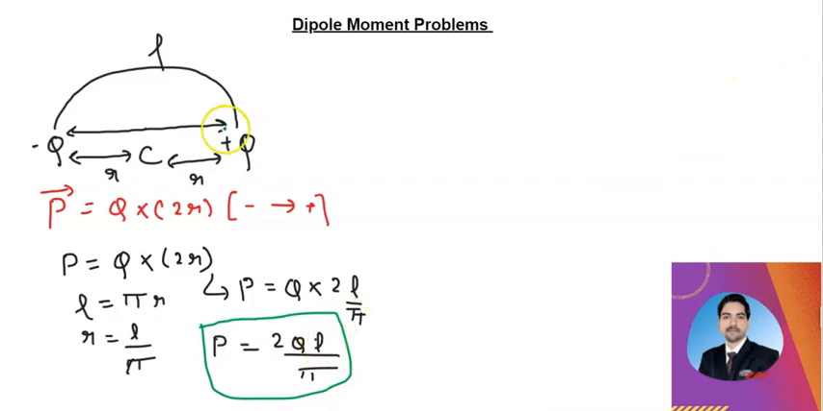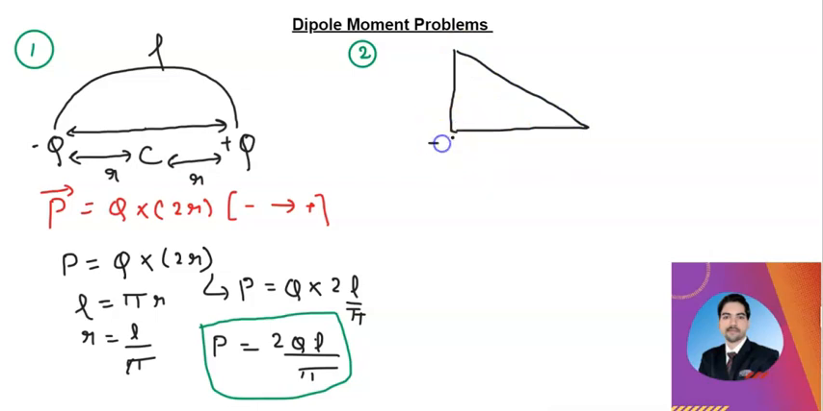Have a look. So this is the problem. Just have a look, it is very important. This is the system of charges that is provided to us. This is minus 3q. This is plus q. This is plus 2q. Now I need to tell you how to calculate the dipole moment of this system.